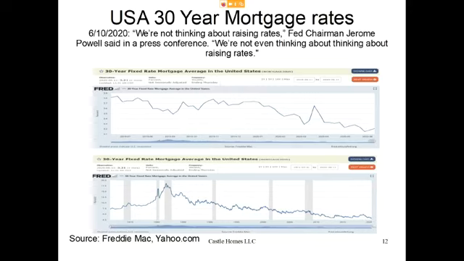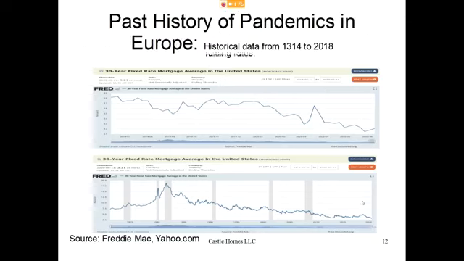I didn't put it up here, but the Fed has said they're going to keep their target rate at 0 to 0.5% through 2022. And here's just a quote that grabbed some headlines on 6/10 during some of his conferences. He said, "We're not thinking about raising rates. We're not even thinking about raising rates. So low rates are here to stay for the foreseeable future."